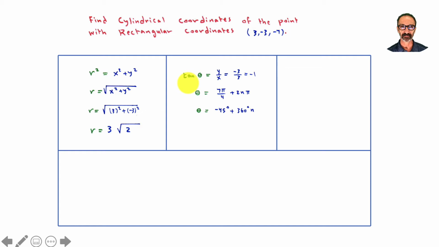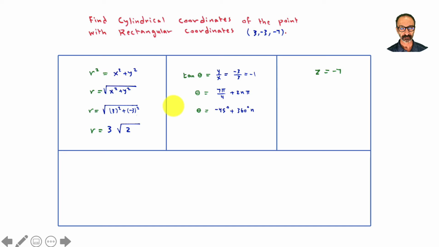Here's tan theta, y over x, negative 3 over 3. Because tan is negative 1, we have 7 pi over 4. Tan is negative. Tan could be negative in the second quadrant or the fourth quadrant, but we're looking at tan inverse, and we have x and y. So x is positive and y is negative, so we are in the fourth quadrant. And that's negative 45 degrees plus 360n, or 7 pi over 4 plus 2n pi. Okay?